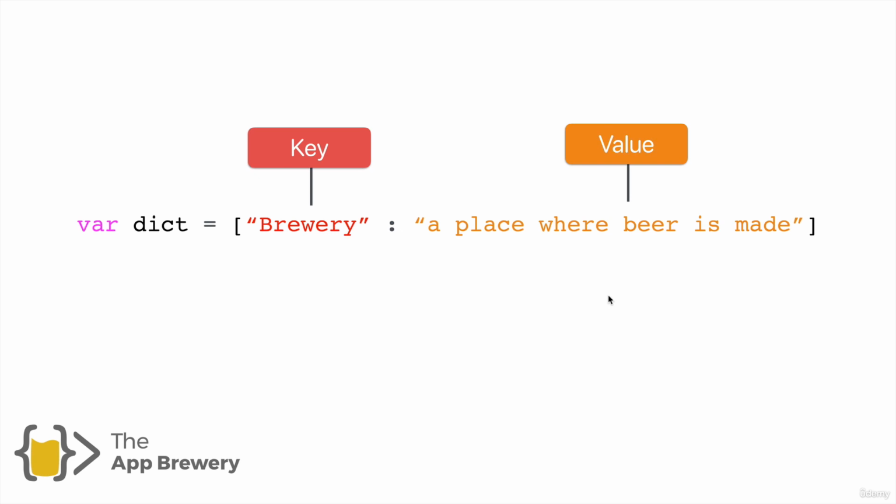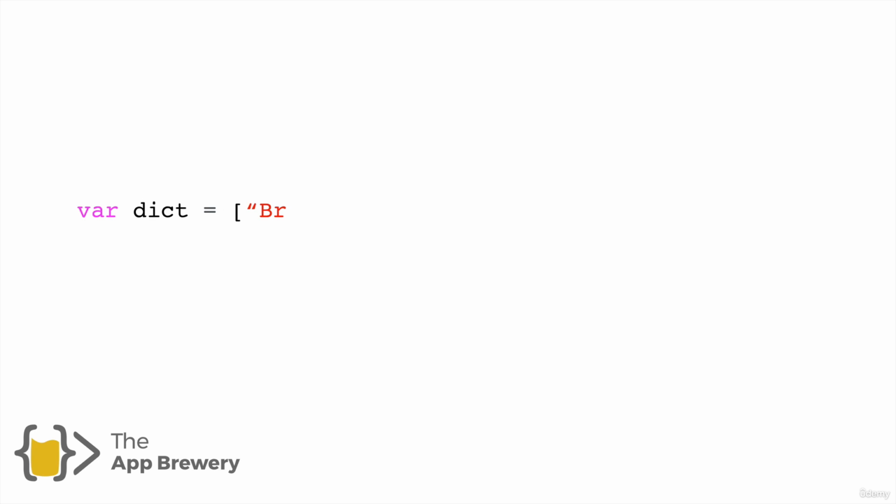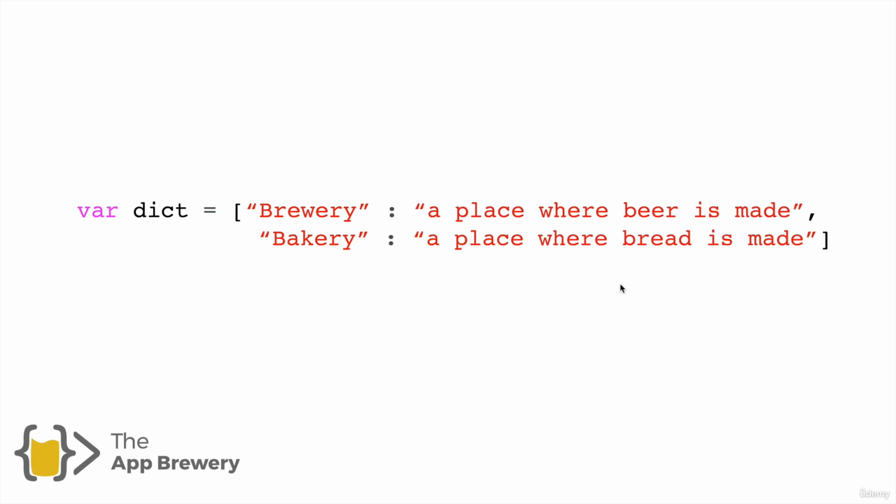Now, you're not limited to just a single entry per dictionary. You can have as many as you want. So for example, we could have a dictionary where we have a brewery and the definition of a brewery, and then we could have a bakery and the definition of a bakery. So we have multiple key value pairs which are separated by commas. Now in this case, in my dictionary, my key and my value have the same data type. They're both strings, pieces of text.